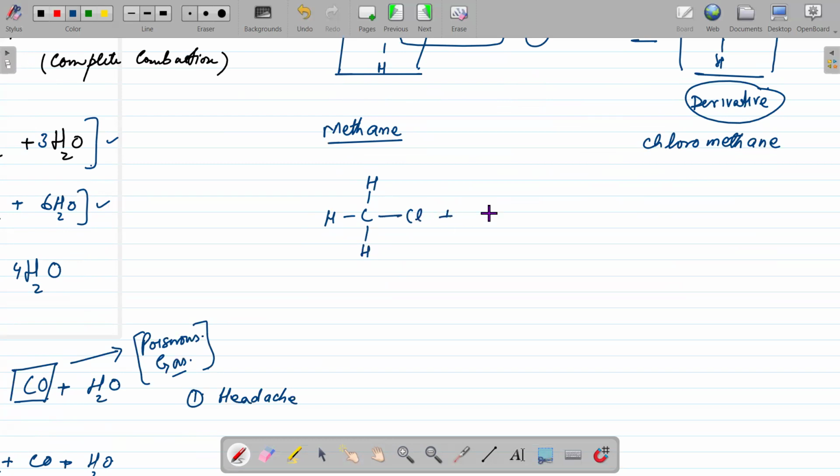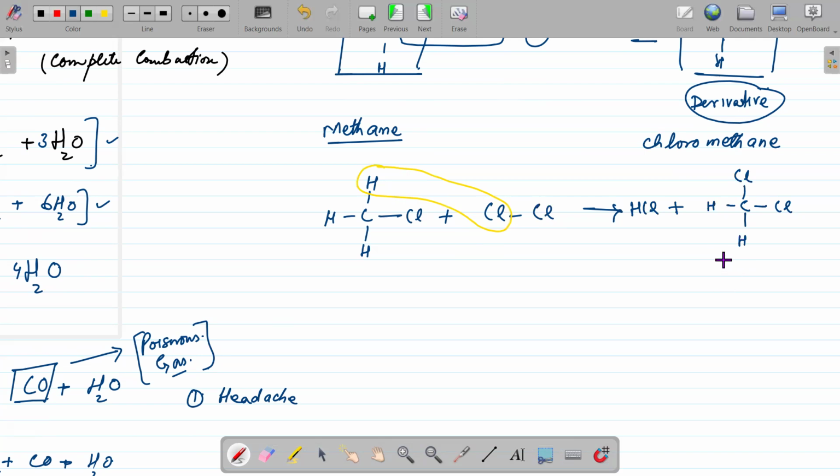Now, what if I react this chloromethane, CH3Cl, with another chlorine molecule? How can I get the product? You can see what we discussed in the previous example. HCl will be our byproduct, and this hydrogen is substituted by another chlorine atom. So this will be our product. You can see one more hydrogen atom is substituted by a chlorine atom.